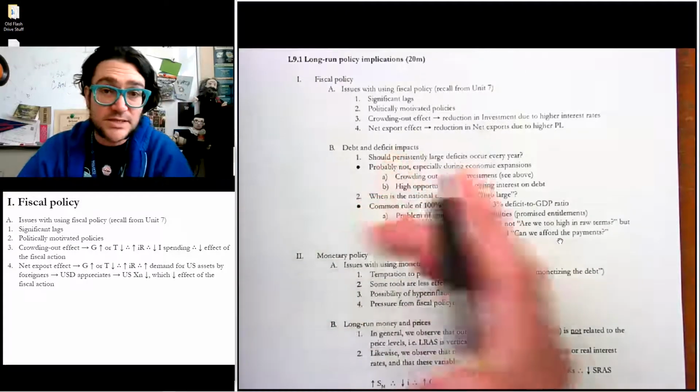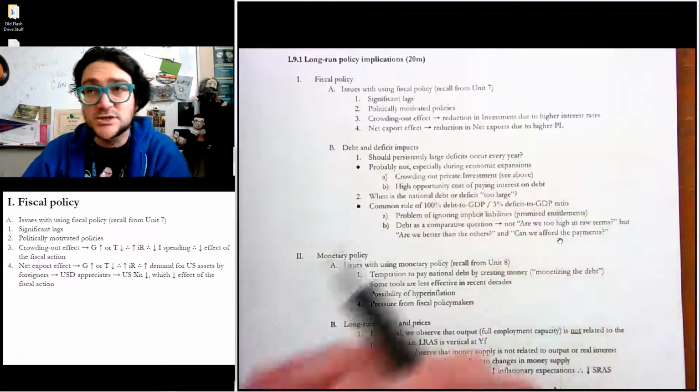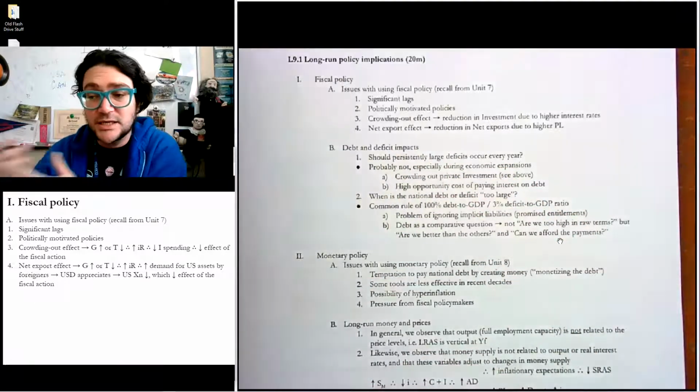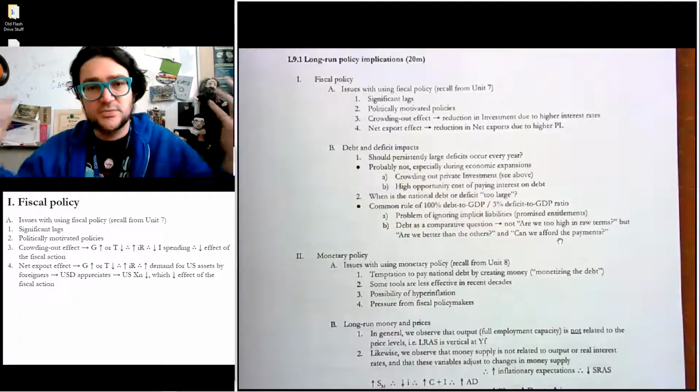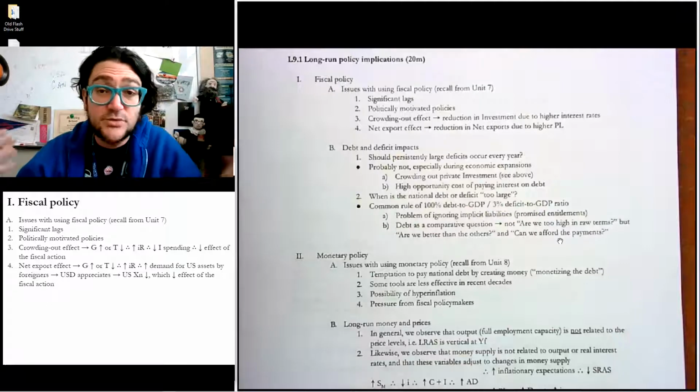There's the risk of politically motivated policies, and the idea that you might have a politician who wants to increase the government spending because they're trying to ensure aggregate demand is higher and they want everybody to get jobs, and then they get reelected. That may not always be a good thing.